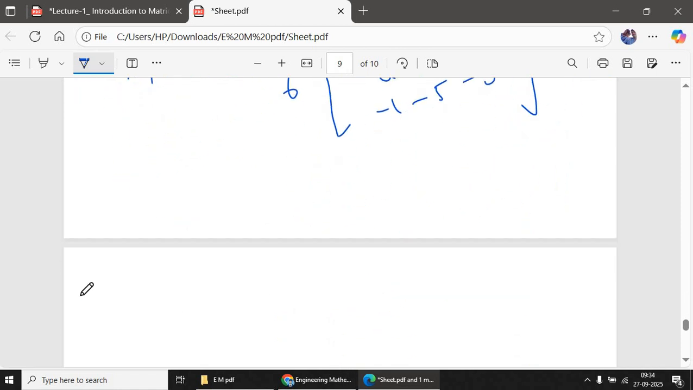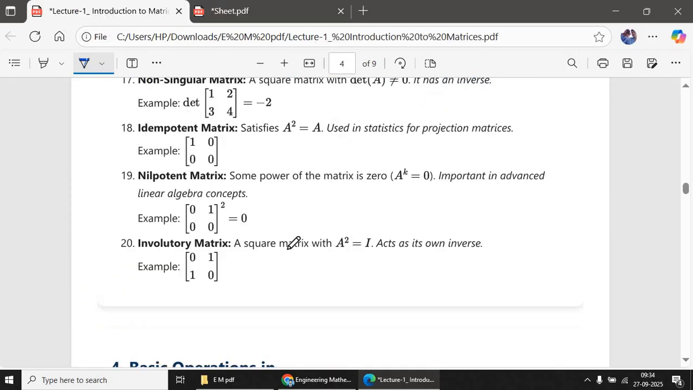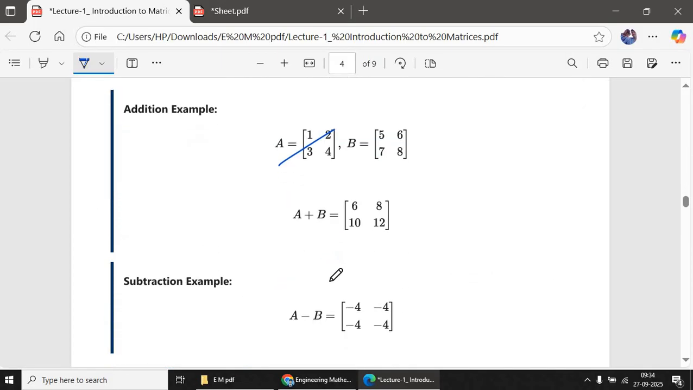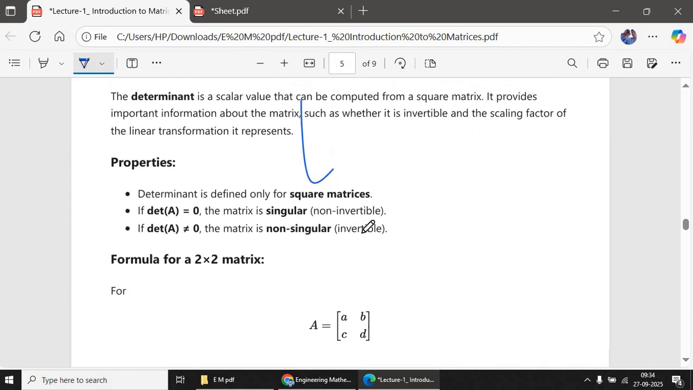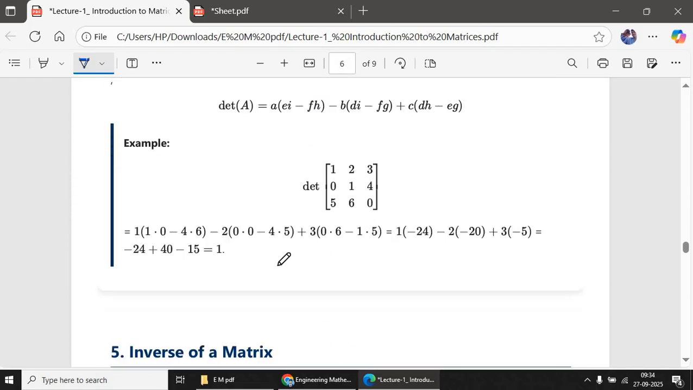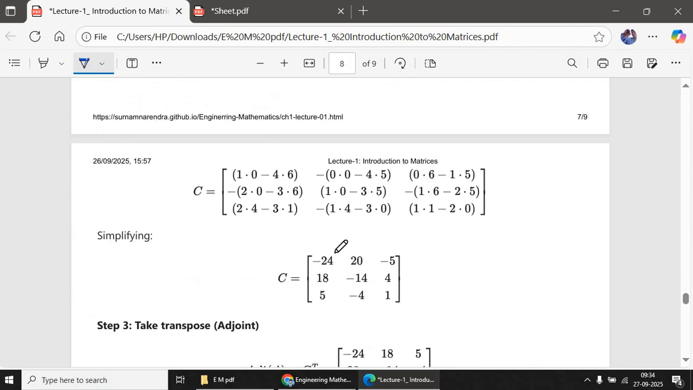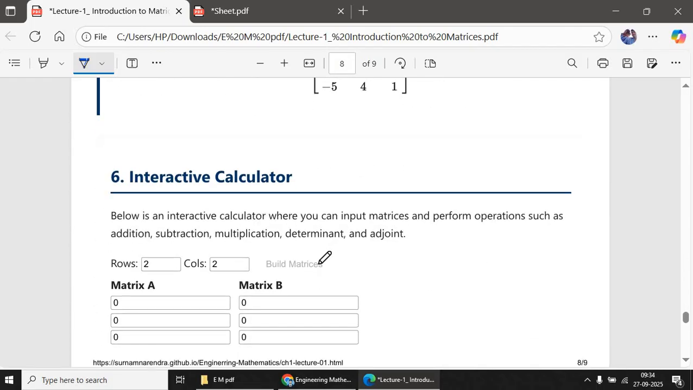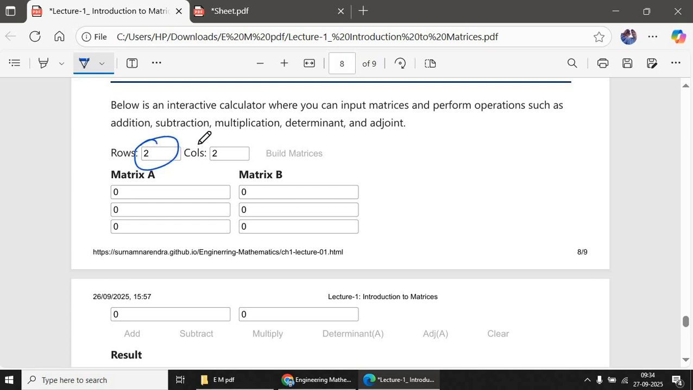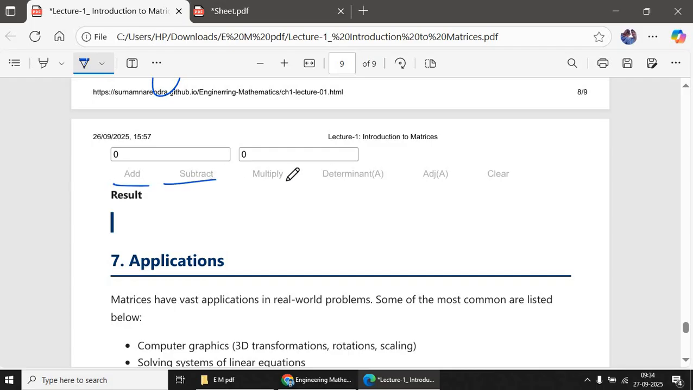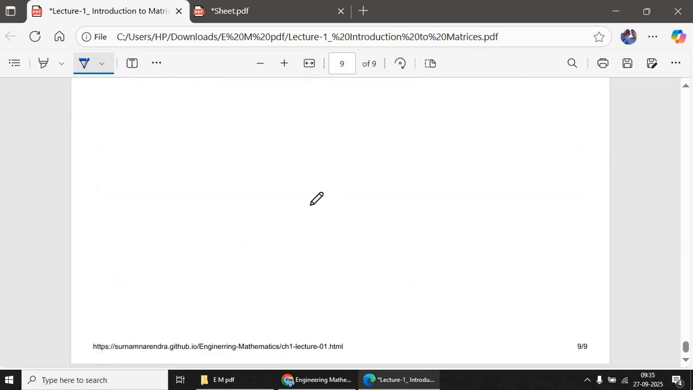Similarly, if you are having a 4 cross 4 matrix also, the procedure will be the same, but the calculations will increase. So that is mostly lecture 1, those things only are there: basic operations, you can see a plus b, a minus b, a cross b, and determinant, and the inverse of a matrix, how to calculate the inverse. Then there will be a calculator where you can choose how many rows and how many columns you want, then you can give the matrix. It will give either addition or subtraction, multiplication, determinant, and join, or if you want to clear the matrix, you can clear. Okay, this is about lecture 1.